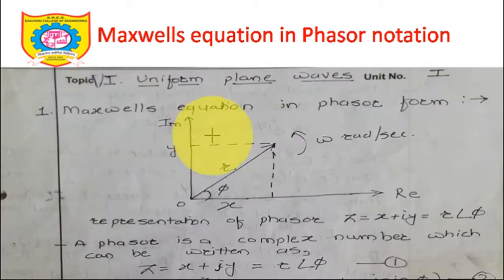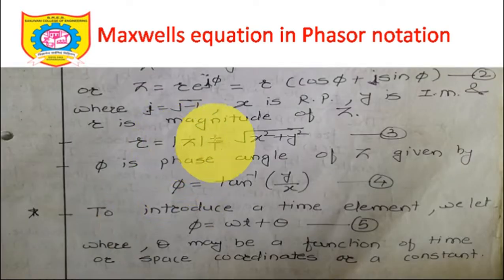Apply your Pythagoras theorem. Since this is a parallelogram, opposite sides are equal, so this will become y, this will become x, and this is a right angle triangle, so hypotenuse square is equal to base square plus height square. You already know that. So I just applied those concepts, and r equal to mod z equal to under root of x square plus y square. Even if z equal to x plus iy, in order to calculate mod of z, it will be under root of x square plus y square, equation number 3.